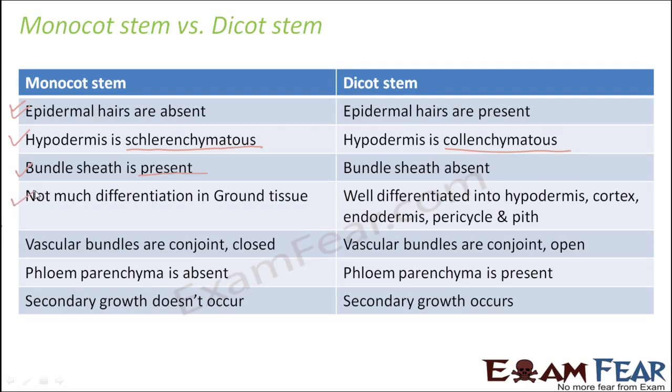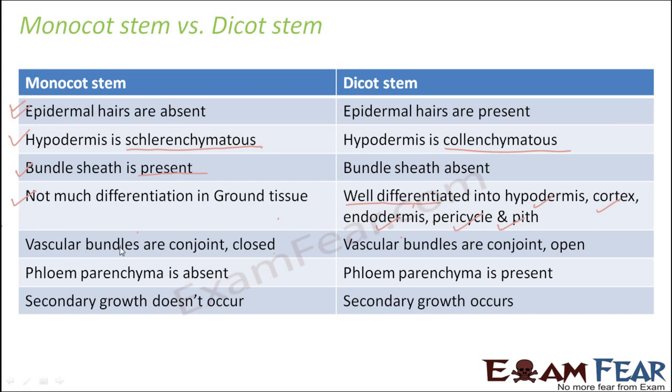In the monocot stem, there is not much differentiation in the ground tissue. The entire ground tissue is made up of parenchyma cells. That's all. You do not have a separate cortex or a separate endodermis, so not much differentiation is there. Whereas in the dicot stem, it is well differentiated, because you can see a distinct hypodermis, a distinct cortex, a distinct endodermis, a distinct pericycle and pith. Everything is distinctly seen in a dicot stem. So we can say that the ground tissue is well differentiated.